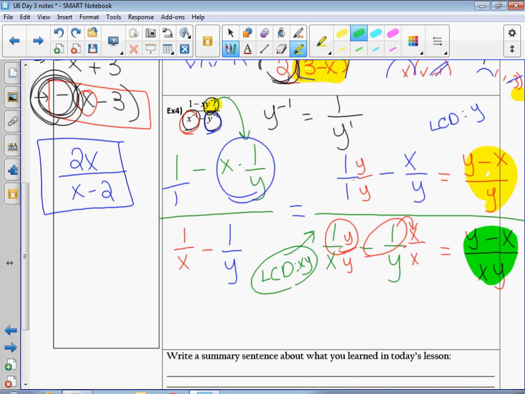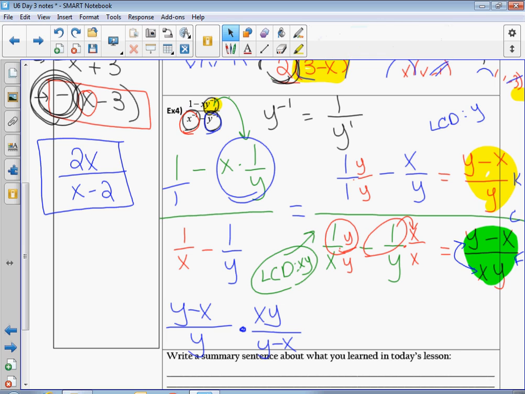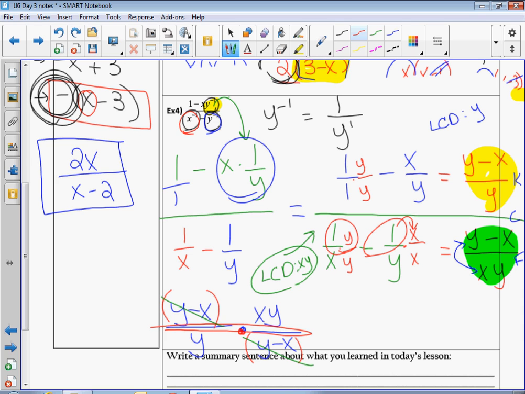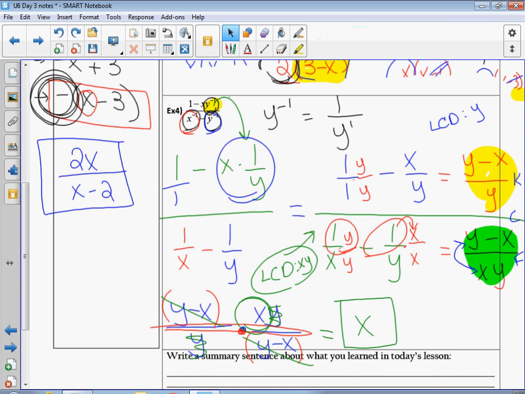So now it's a division problem, and I can keep, change, and flip. So I'll keep the first one, y minus x over y, change division to multiplication, and flip the second fraction, y minus x. So we'll get in the habit of grouping everything. Everything is in factored form. So now let's smush it all together and we can cancel. There's a y minus x in both the numerator and denominator. There's a y in both the numerator and denominator. The only thing I'm left with is this x. And that's my answer.